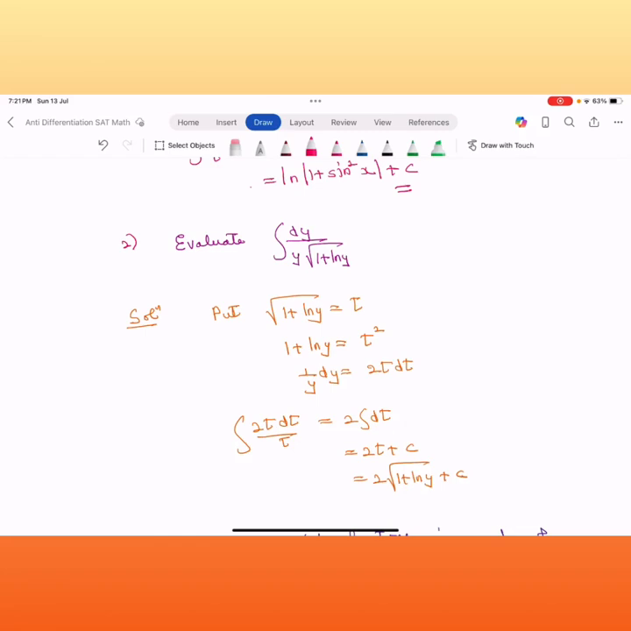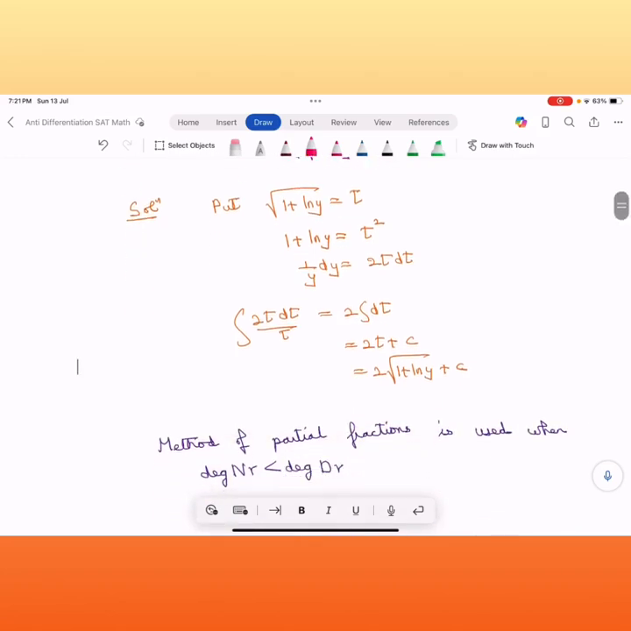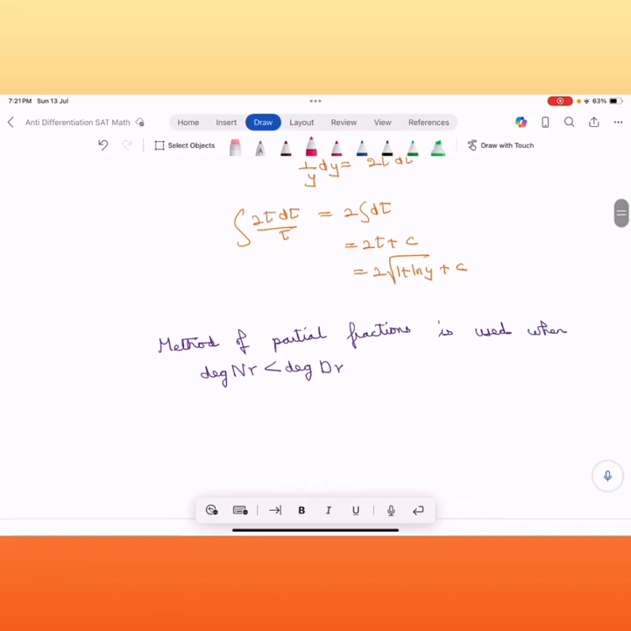And what do you get when you substitute in I? You get integral dy by y becomes 2t dt and root 1 plus log y becomes t. So the t gets cancelled and what do you get? 2 integral dt, which is 2t plus c. And now you substitute for t. What is t? t is root 1 plus log y. So your answer is 2 root 1 plus log y plus c.